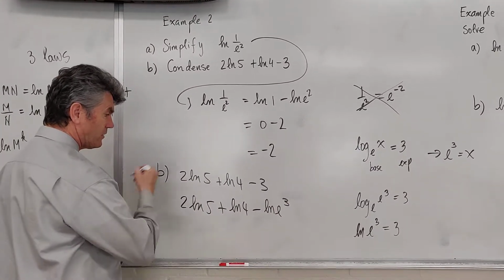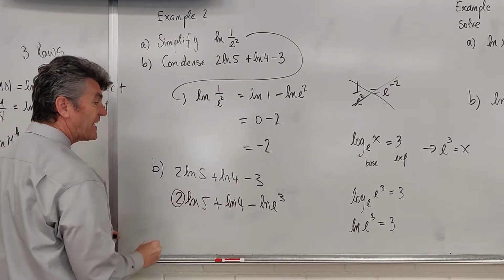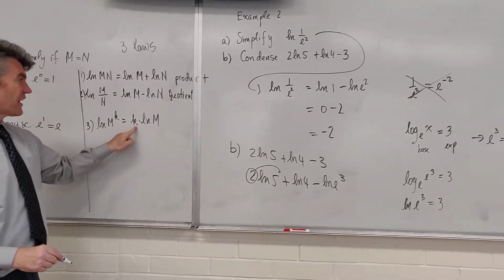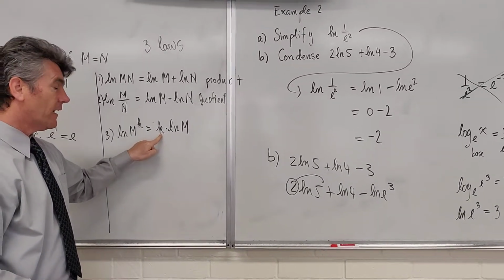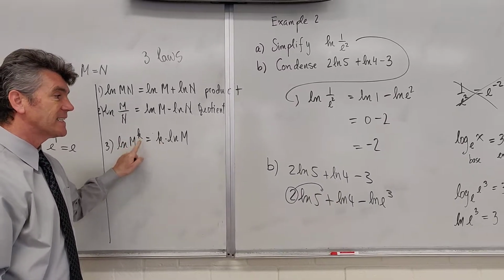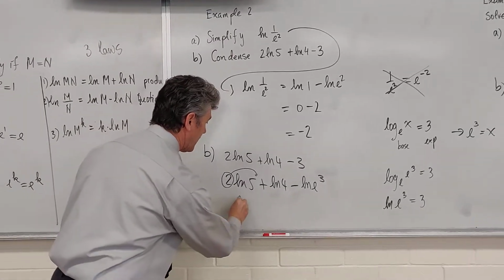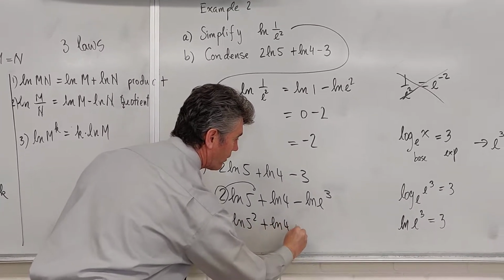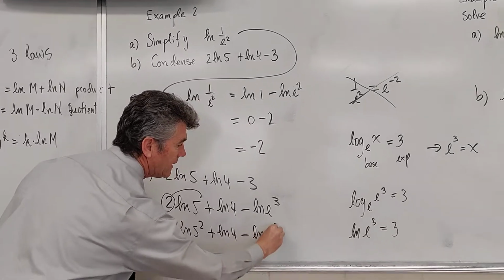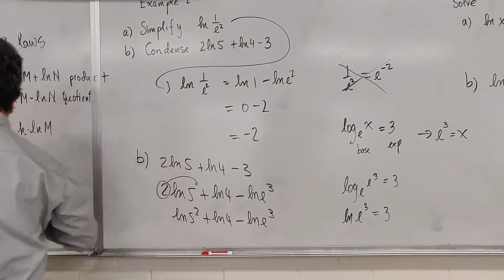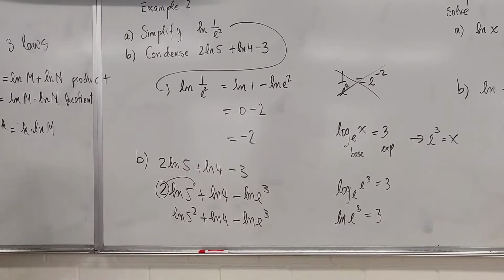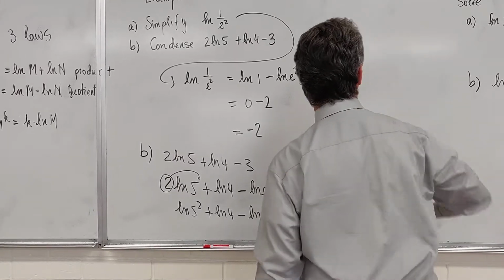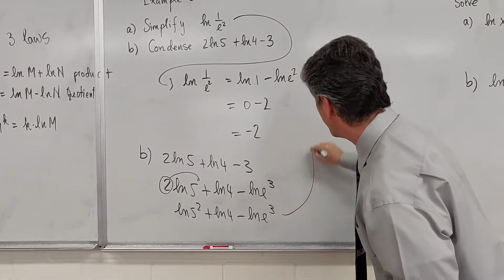In previous lessons, we said the first thing that we're going to do is take care of the coefficients. I'm going to use the power law, the law that allows me to take a coefficient and rewrite it as an exponent. So this becomes natural log of 5 squared plus natural log of 4 minus natural log of e cubed. We're going to erase the board because we need more room. I'll let you think about the next few steps as I erase the board.